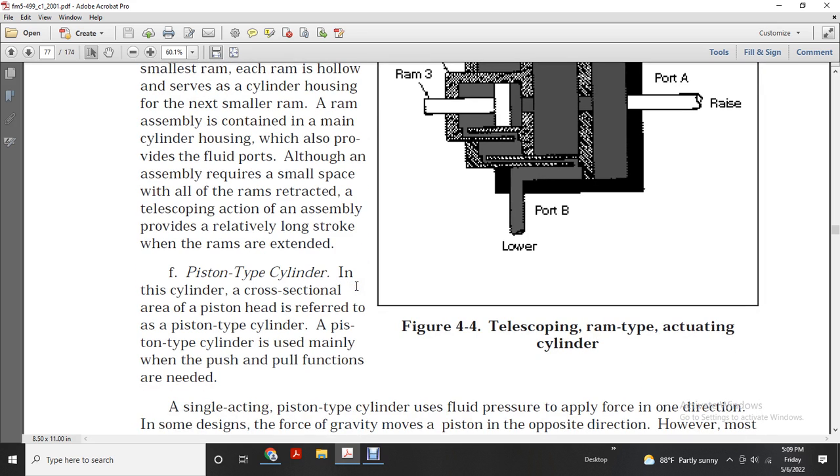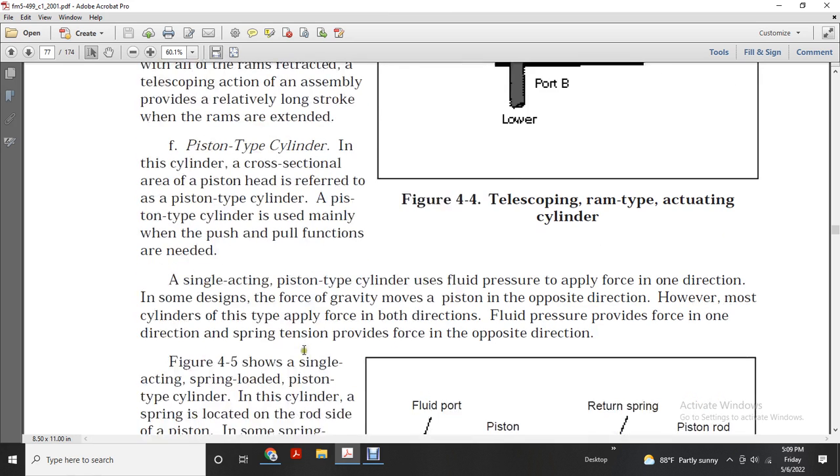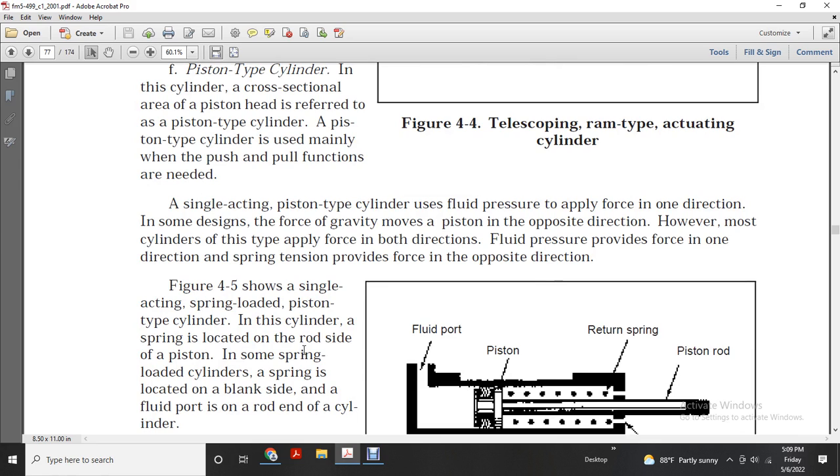Piston type cylinder. The piston type cylinder is usually used where mainly push-pull functions are needed. A single-acting piston type cylinder uses fluid pressure to apply force in one direction. In some designs, gravity moves the piston in the opposite direction. However, most cylinders of this type apply force in both directions. Fluid pressure provides force in one direction, and spring tension provides force in the opposite direction.